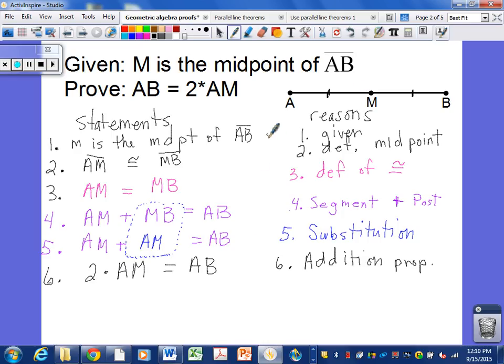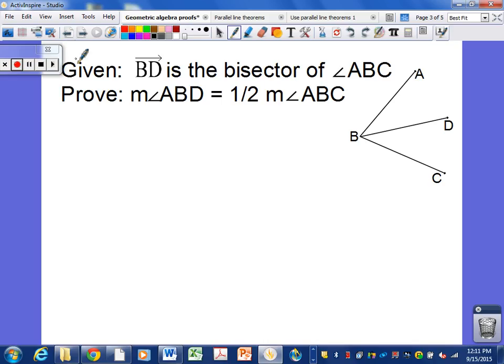You use a definition to get some congruence. You change your congruence to equality. You throw in some other type of algebraic relationship, you use substitution, and then you use some algebra or some addition stuff to figure it out. Okay? Number 2, let's look at this one here.